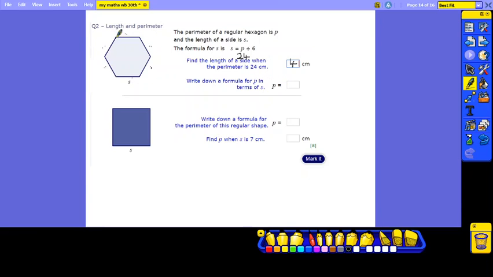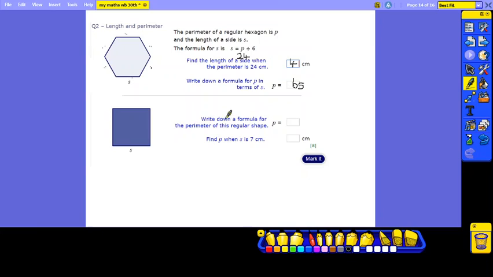So let's write down the formula for P in terms of S. How can I work out what the perimeter is going to be? How many lots of S are there is what it's asking for. I've got S and I've got it 6 times because I know it's a hexagon. So I'm going to have here 6S. You wouldn't be wrong if you did S, add S, add S, add S, add S, add S, but it wouldn't be the most elegant solution, unlike 6S.